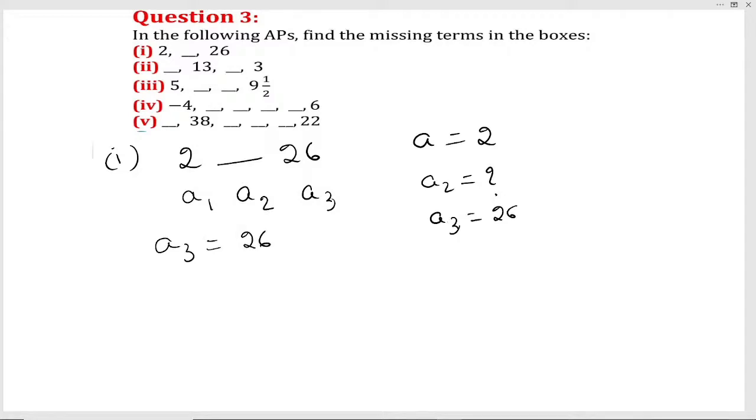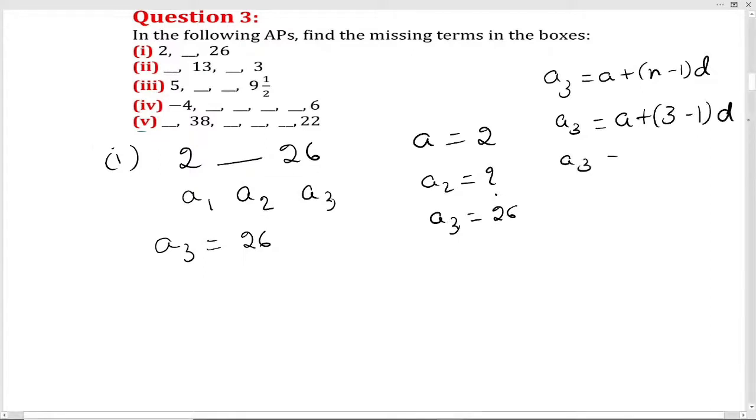Now you know the formula to find the A third term. I have already taught you in the last classes. So the A third term formula will be A plus n minus 1 into D. Here the n value is 3. So A plus n is 3 minus 1 into D. So the A third term becomes A plus 2D. Clear? So the A third term formula will be A plus 2D.